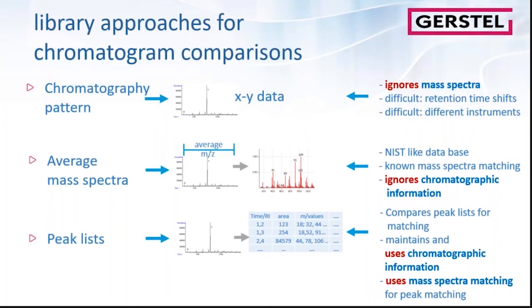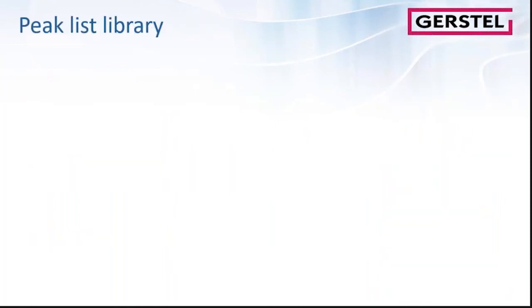And also we use mass spectra because we use them for the peak matching. So with this approach, we maintain the structure of the chromatogram and have the mass spectra information. And we hope this helps to get better information about such technical mixtures like this MABS. How this works, I want to show you with this slide.